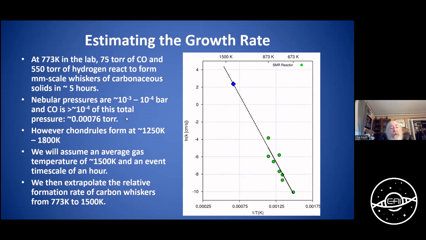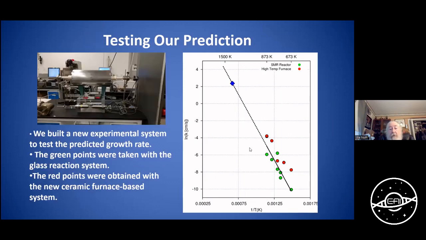controlled by the number of collisions of carbon monoxide or hydrogen with the surface of the grains. So we assume an average gas temperature of about 1500 K, and at a high temperature for the formation of the chondrules, things happen in about an hour. So we extrapolate that relative formation rate of whiskers at these temperatures. And unfortunately, well, let's start first.